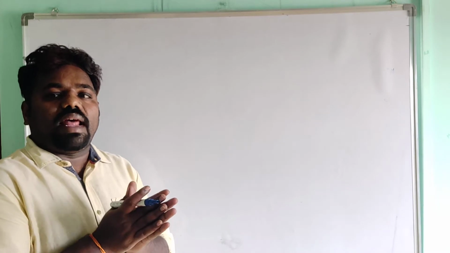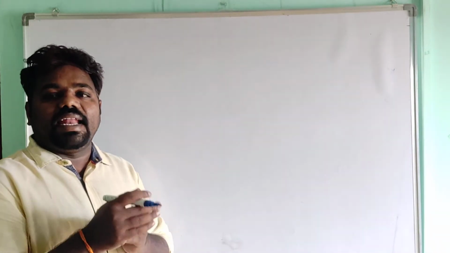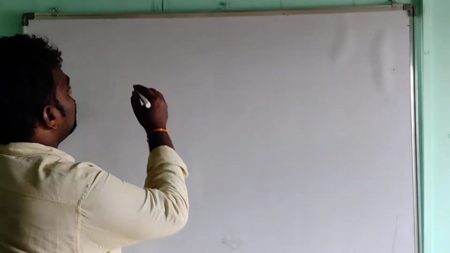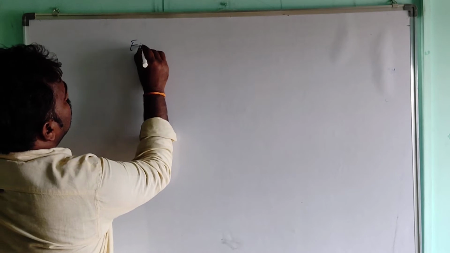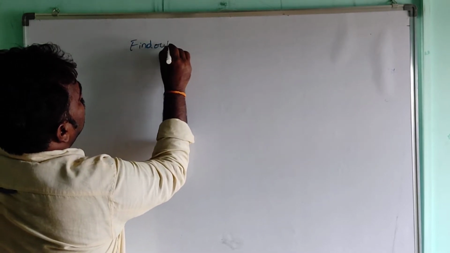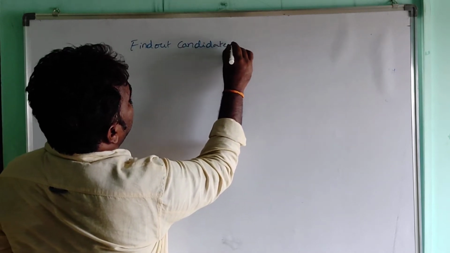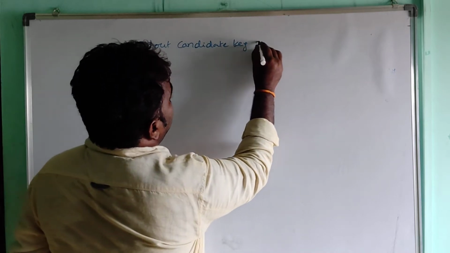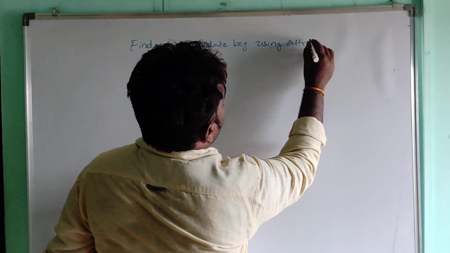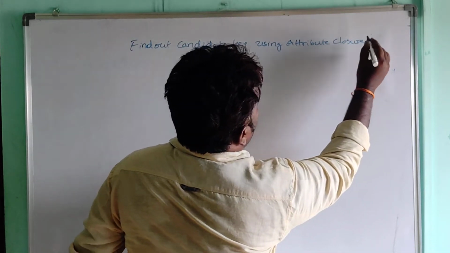We'll see more examples of how to find out candidate key by using the attribute closure method.